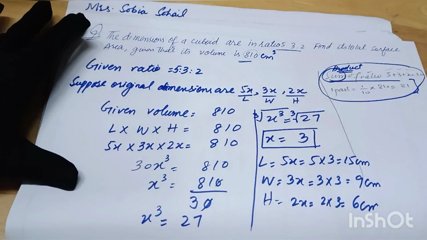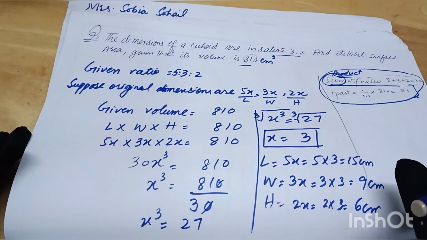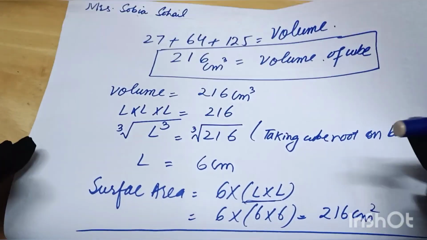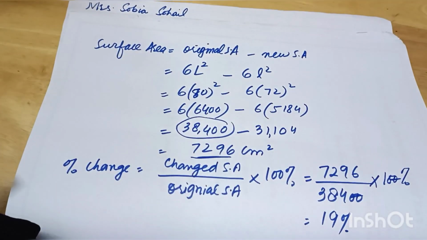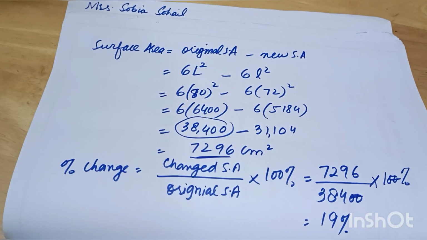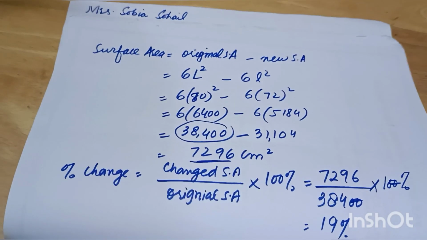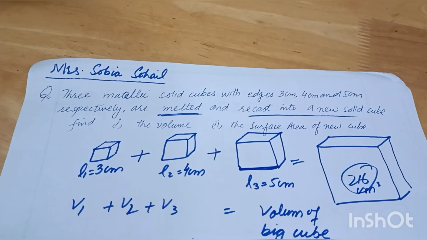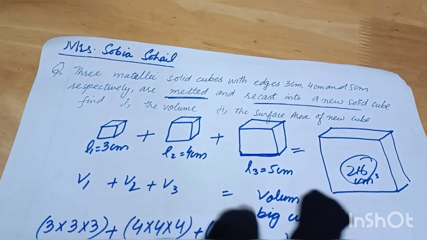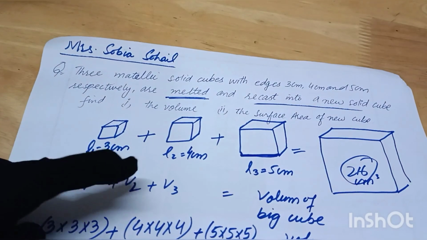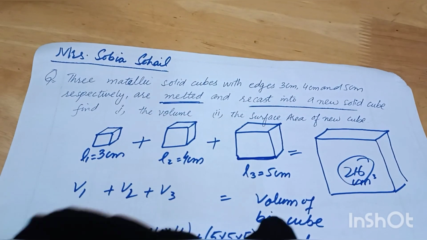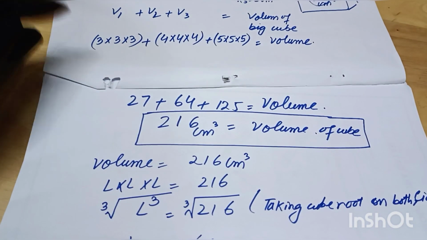In this one, I applied the method of finding the volume on two specific types of question. Let me revise that. The first question was when three metal cubes are melted together and made into a new big cube. So when we melt, we collect their total volume: volume 1 plus volume 2 plus volume 3 will give you the new volume.